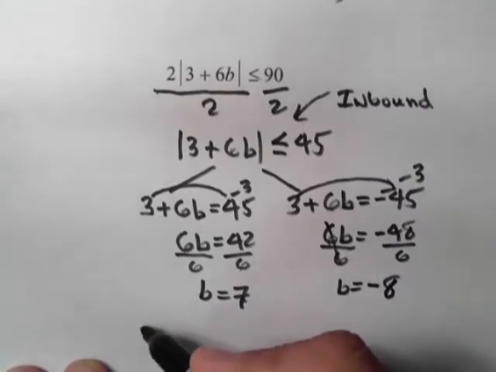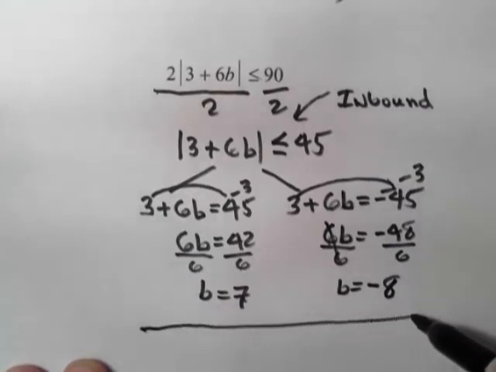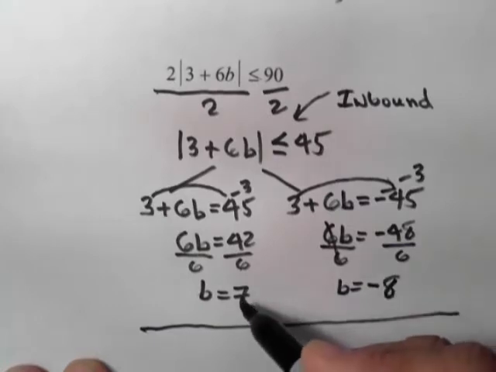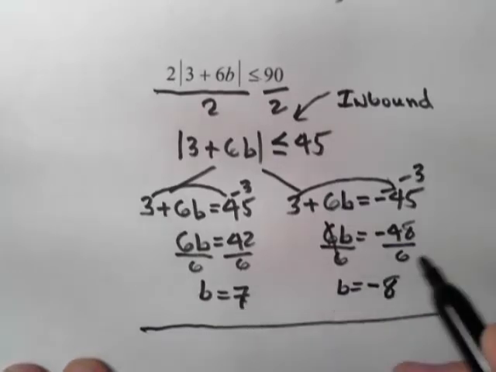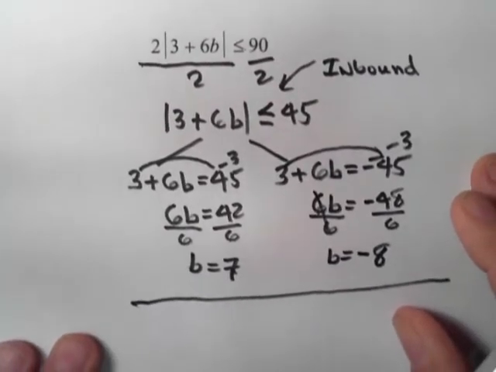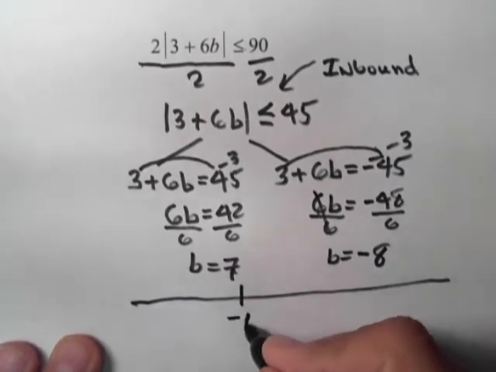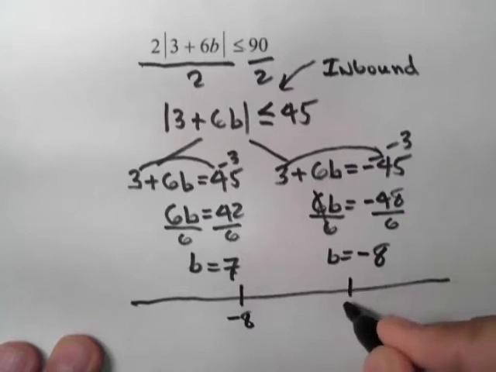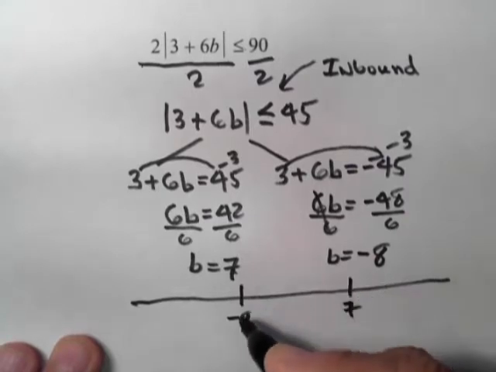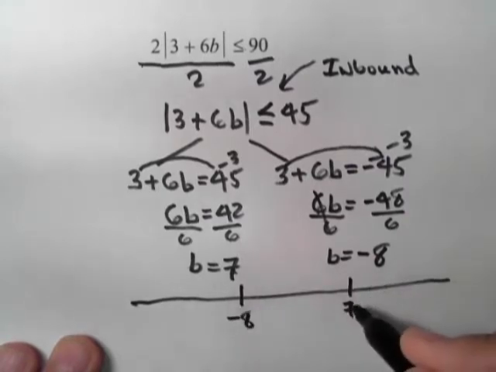Okay, we're all set to get the answer here. Again, make sure you write these down in proper numeric order. The negative 8 will be somewhere over here on the left, the positive 7 somewhere over on the right. So negative 8 is less than positive 7. Just get them in proper numeric order.